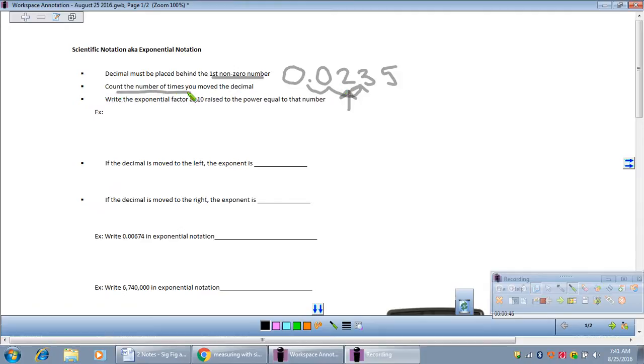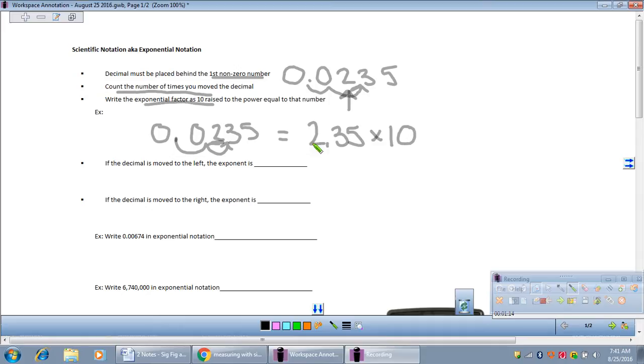Then you're going to count the number of times you move that decimal, because that will become your exponent for your power of 10. So again, in 0.02352, the 2 is your first non-zero number. So you're going to move the decimal behind the first non-zero number and rewrite it. And then it's going to become times 10. And the number of times you move the decimal is going to be your exponent for your 10. So I moved it twice. Now we're not quite done yet.